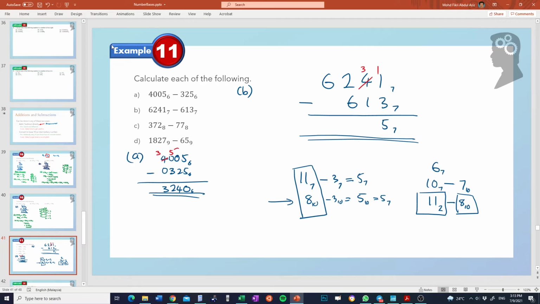Alright. Okay, moving forward. So 3, kita dah tinggal 3 kat sini. 4 dah kita pinjamkan 1 ke sebelah kanan. Tinggal 3. 3 minus 1 is 2. Okay, itu tak ada masalah. Now we do have another problem. 2 minus 6. Okay, we don't have enough number. We don't have enough value to minus.